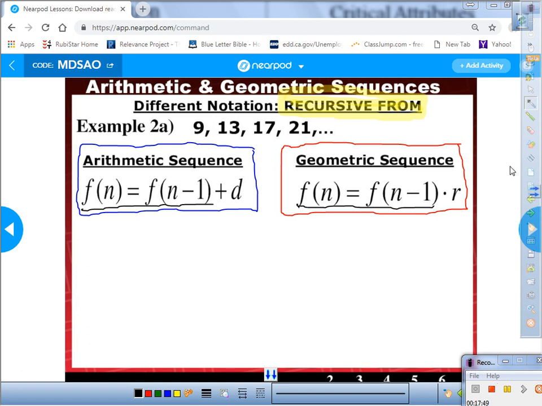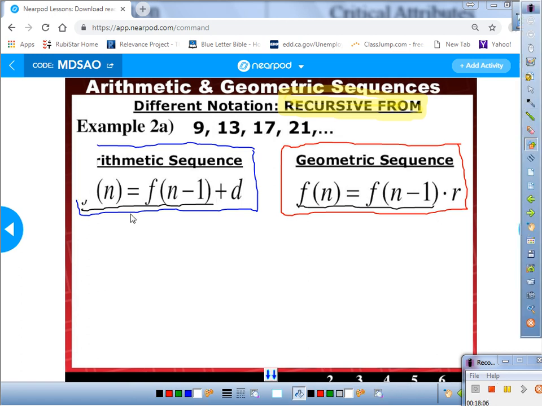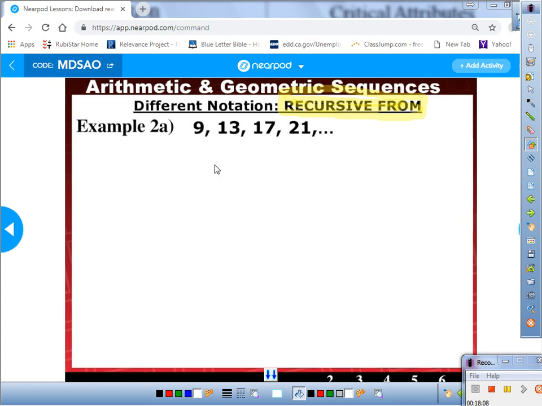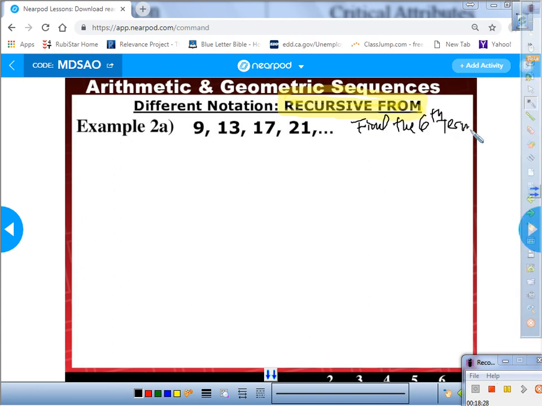So now that you wrote those down, I'm going to go over example 2A. Put your utensils down, you'll copy in a little bit. Here we go. So, if I give you example 2A, I'm going to ask you to find the sixth term. First of all, how many terms do we have here? 1, 2, 3, 4. Are we there so far? Okay. Well, the first thing I need to know is the pattern.